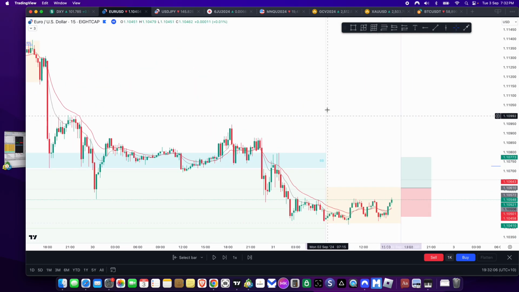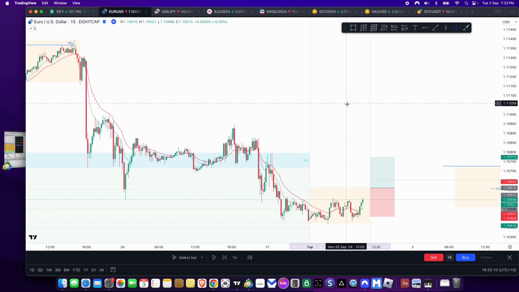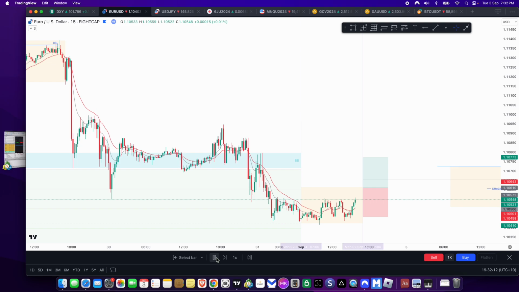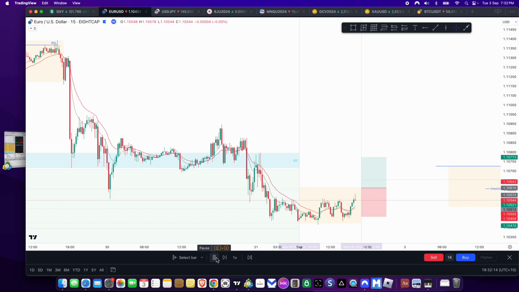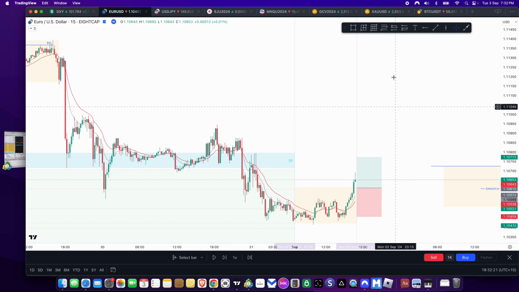Okay, so at this point we're waiting to see what will happen if there's a reaction from this big green area. So we'll just start playing through. Okay, so what's happened here is this.